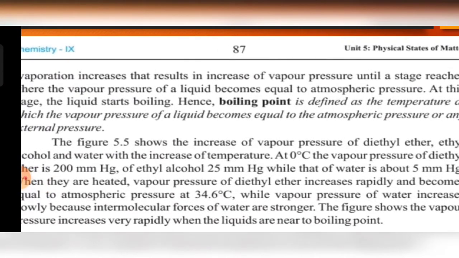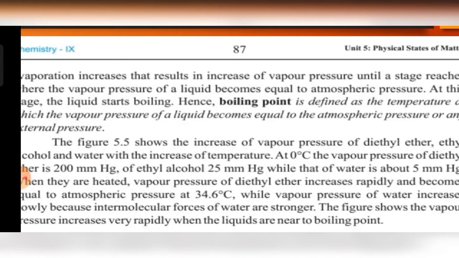molecules or liquids. For example, at 0 degree Celsius, the vapor pressure of diethyl ether is 200 millimeter of mercury, ethyl alcohol is 25 millimeter of mercury, and that of water is about 5 millimeter of mercury. When they are heated, the vapor pressure of diethyl ether increases rapidly and becomes equal to atmospheric pressure at 34.6.